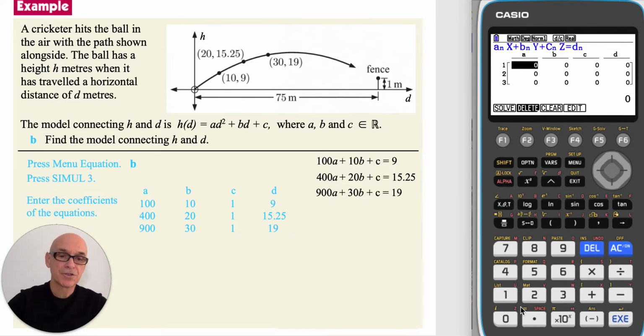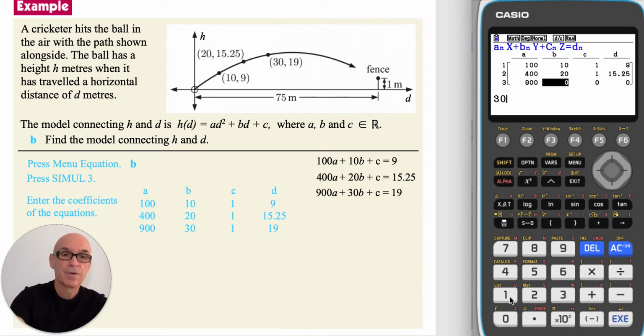So for the first equation, that's 100, 10, 1 and 9. For the second equation, 400, 20, 1 and 15.25. For the third equation, 900, 30, 1 and 19.